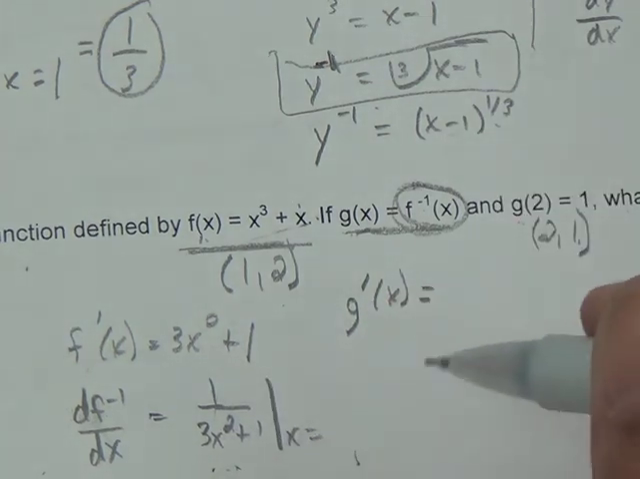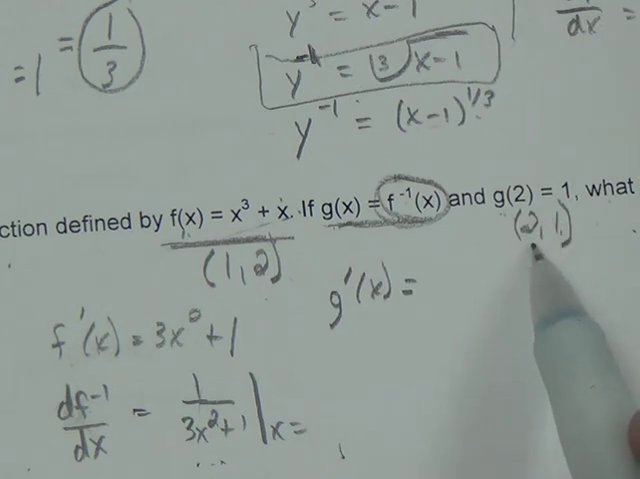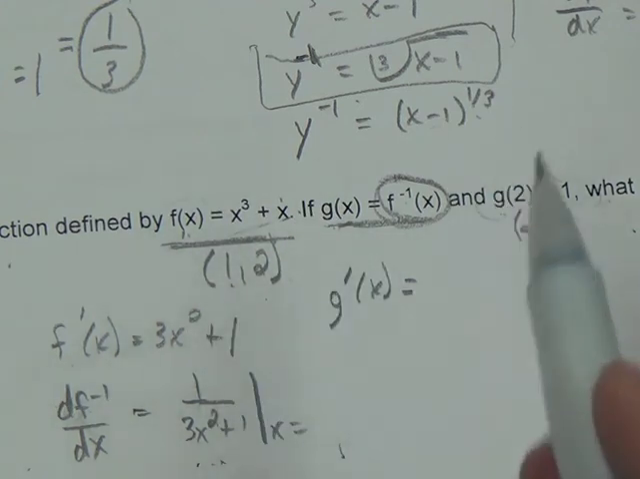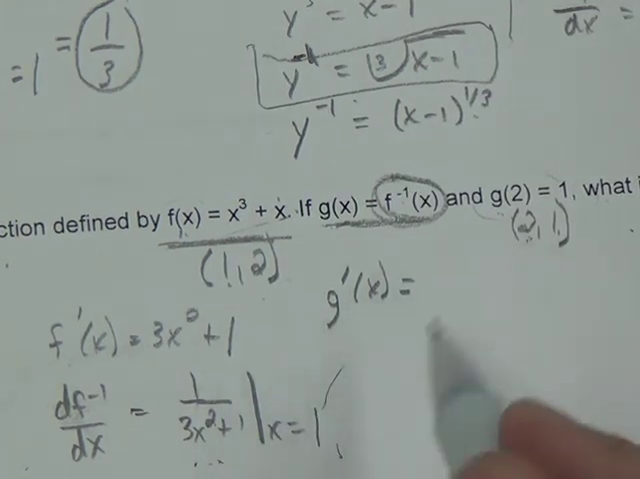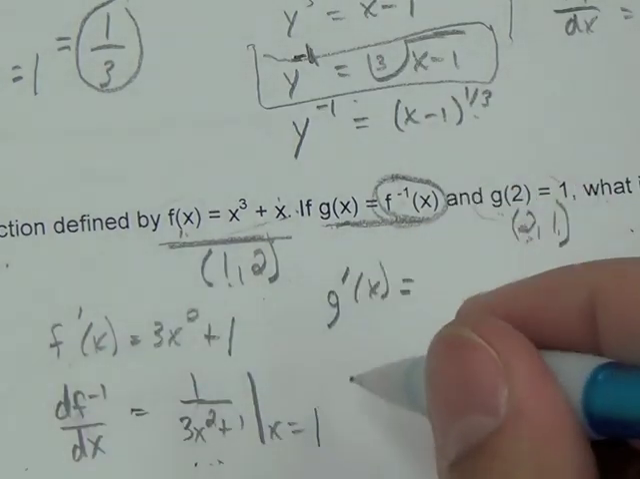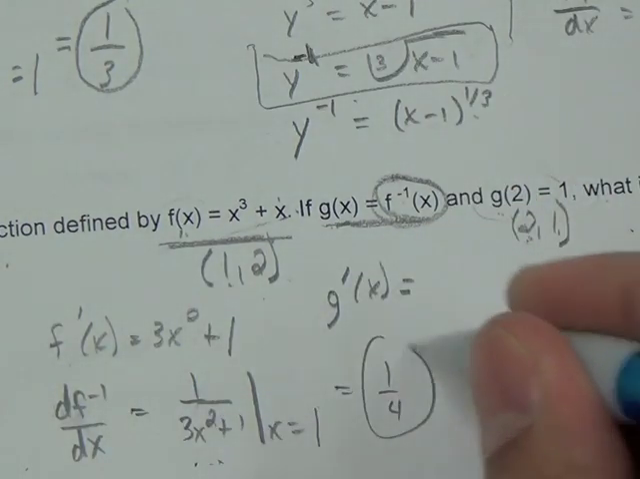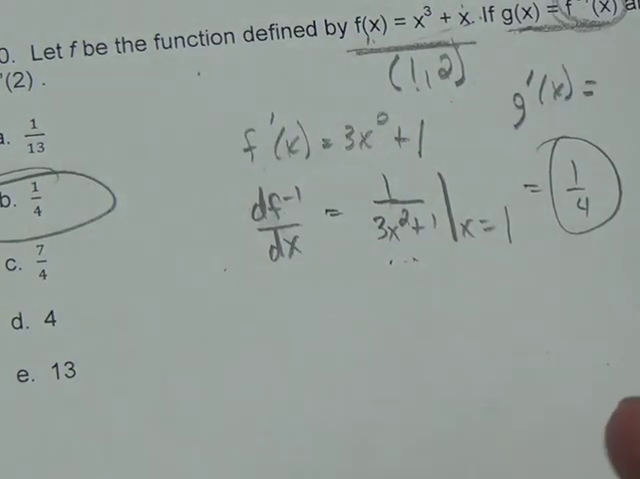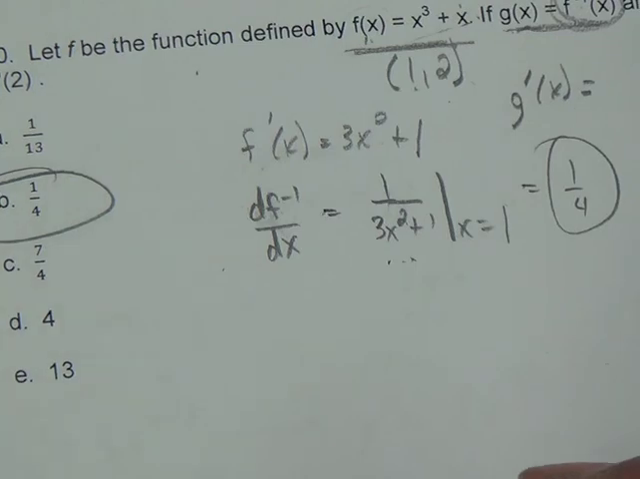Here's where this one gets tricky. The x-coordinate that they gave you was the x-coordinate on the graph of g. We are dealing with the original function, and the x-coordinate for that function at this point would have been a 1. So you take your 1, plug that in, and you will get 1/4. All right, which is B. Okay, that's pretty much it.